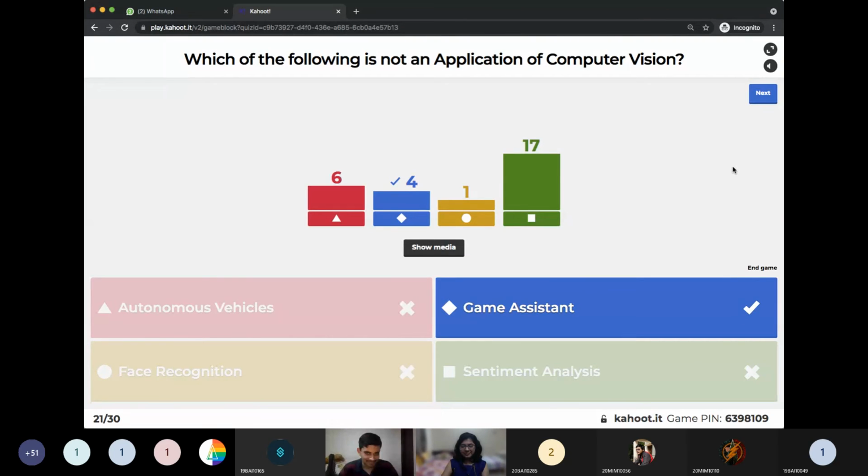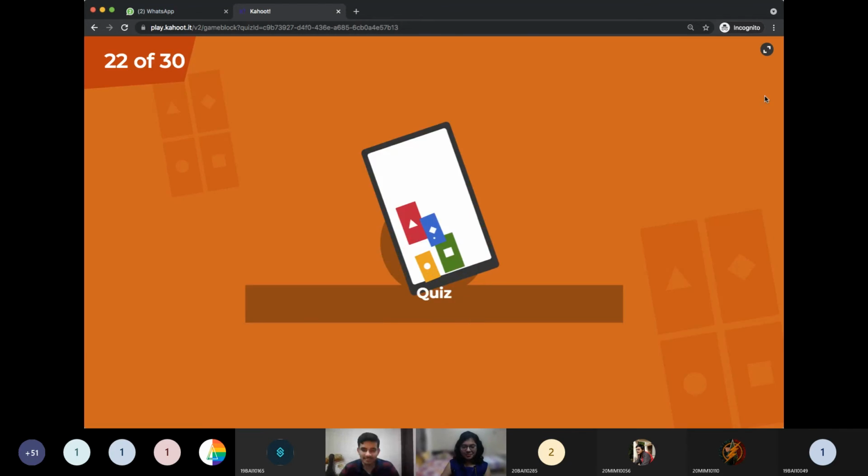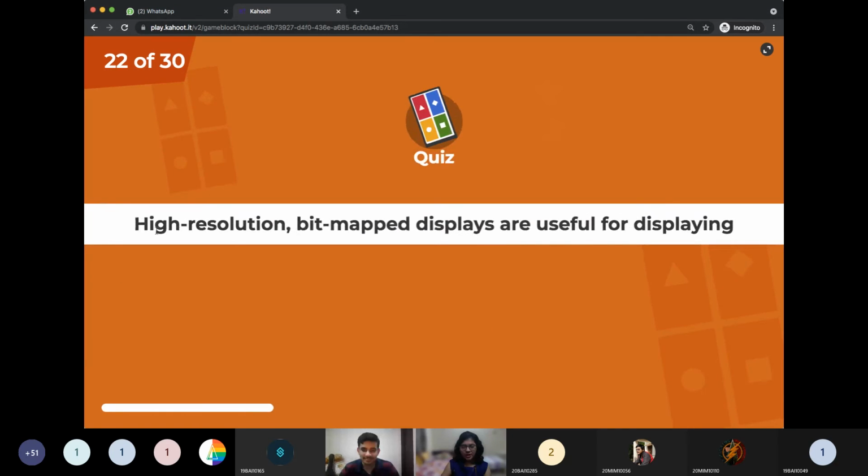17 of them got it wrong. Okay. Only 4 could get it correct. Yeah, the correct answer was game assistant. Again, this was a trick question. The leaderboard will surely change. It did not change much. That's great. The ones who are leading have taken a lot of points, I presume. Yeah. Moving on to the next question.